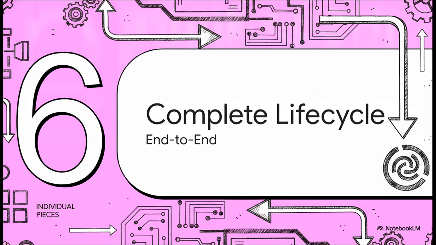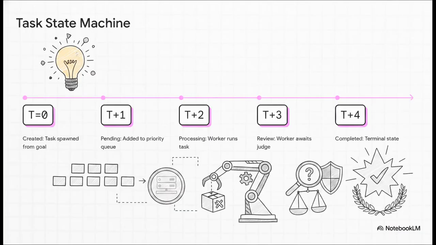All right, let's pull all these pieces together for Part 6, the complete Mars lifecycle, end to end, and witness the full data flow in action. This timeline is the strict state machine of a single task, anchoring its exact journey. It's born as created when the strategic planner breaks down the goal. It moves to pending once it hits the priority queue.